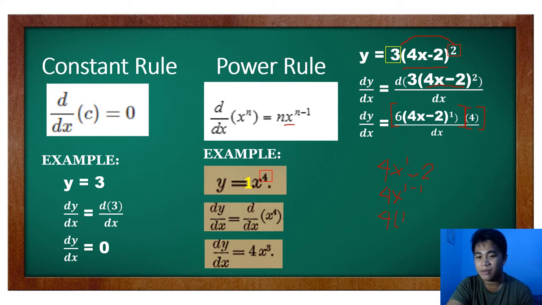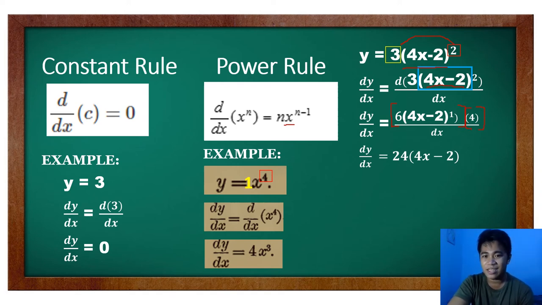And why did we multiply it by 1? That is because whatever number, if it's a variable, when it is raised to 0, that is always equivalent to 1. So 4 times 1, that is 4. So that is why we have 4 there as the differentiation of the function inside the parentheses. Alright? So after that, you just have to simplify that equation. So we have dy over dx, or the differentiation of 3 quantity 4x minus 2 to the power of 2, is just 24 multiplied by 4x minus 2. So that is how we solve that.